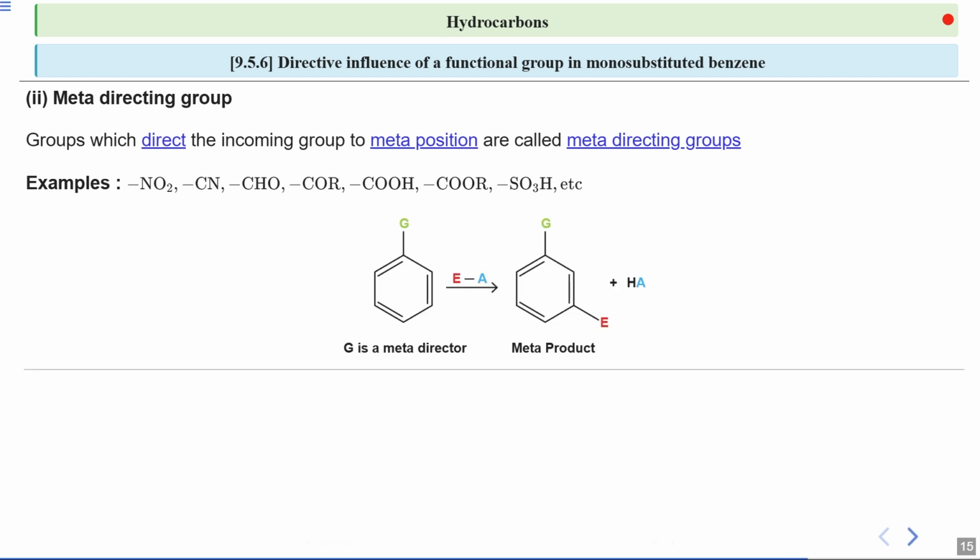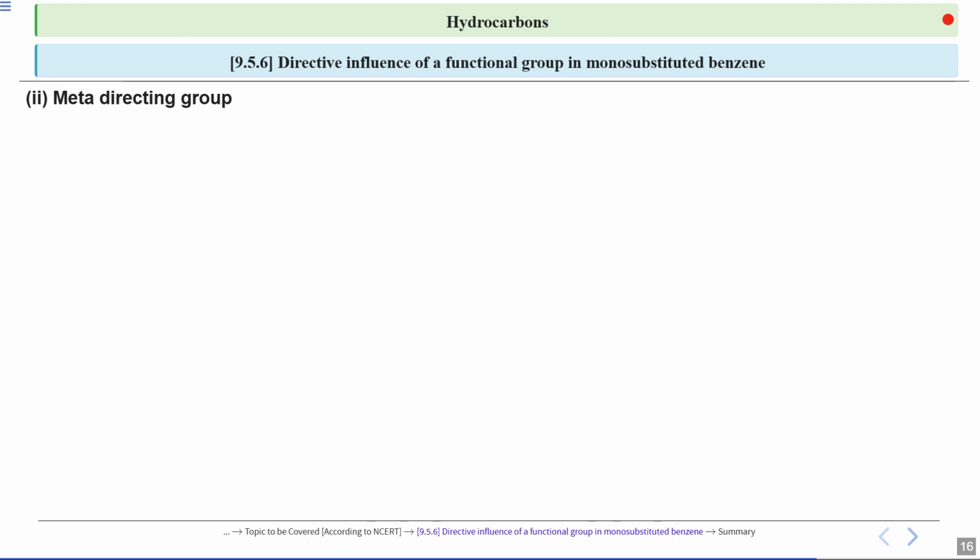Now, as I said, the meta-directing groups will influence your incoming electrophile to go to the meta position and hence create a meta product. The electrophile will be attached to the meta position. Apart from this, you are also getting a byproduct which is denoted here by HA. Moving on further, next we will look at a specific example to understand this.